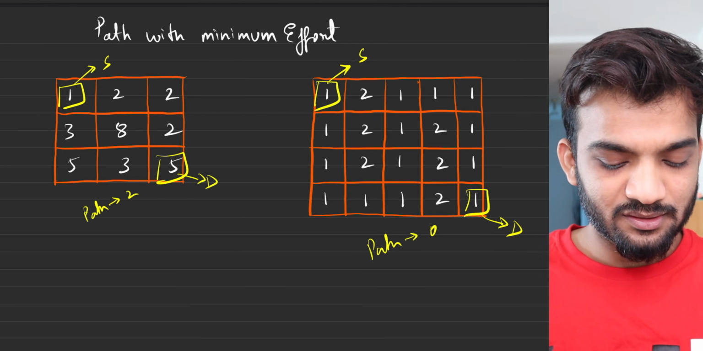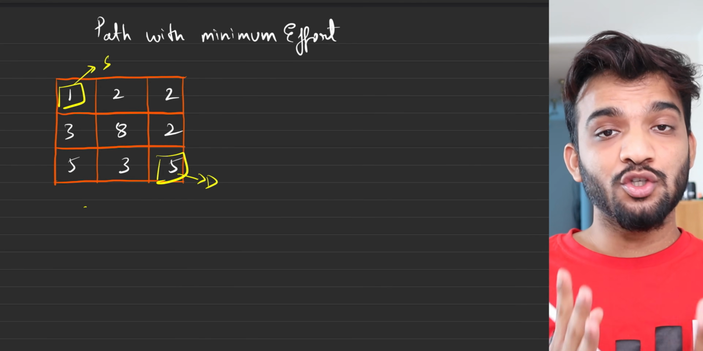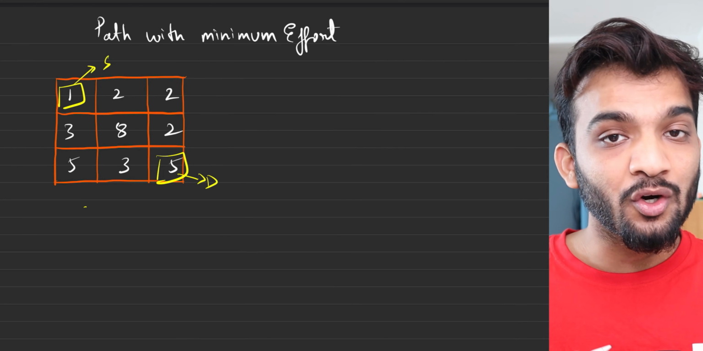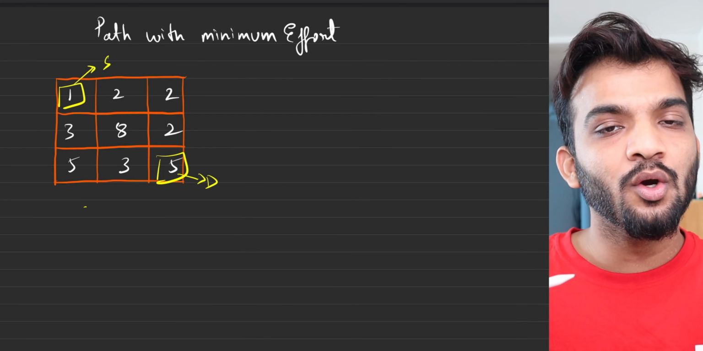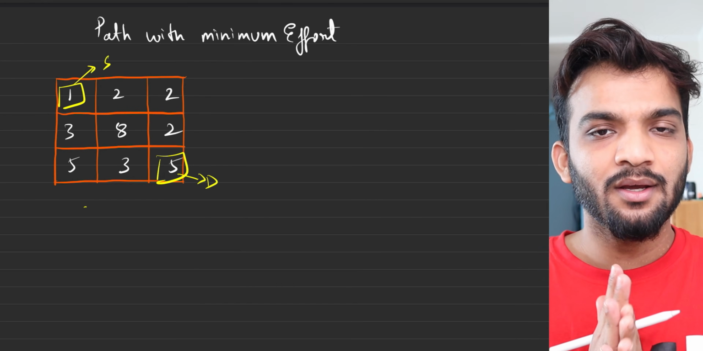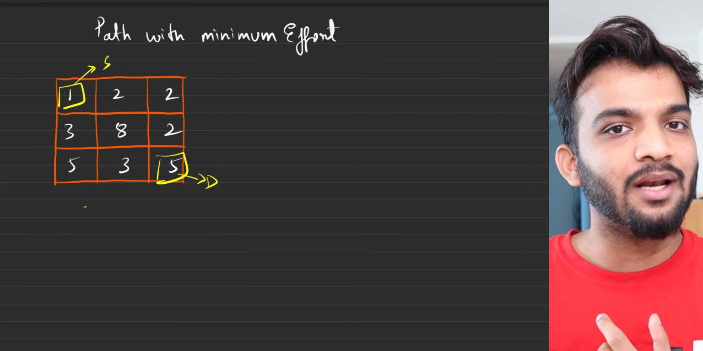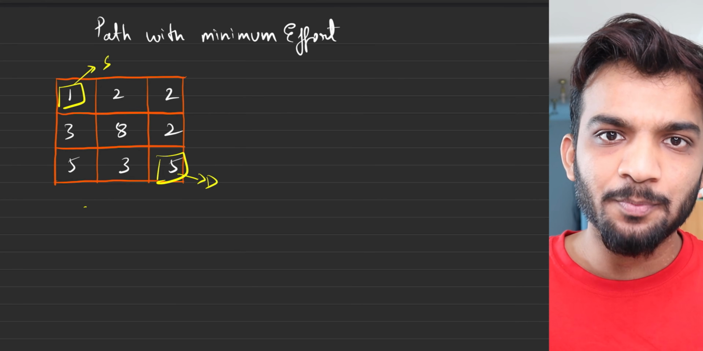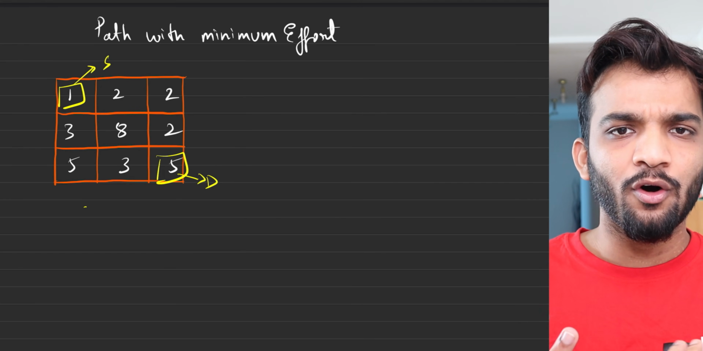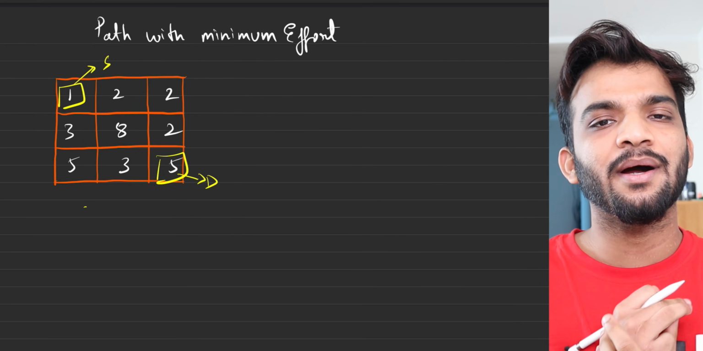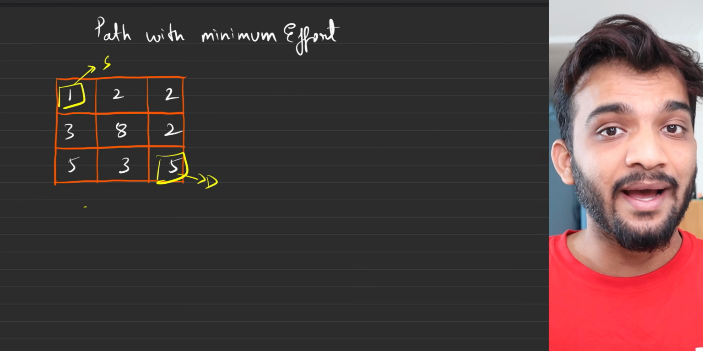Got it? So which algorithm comes to your mind whenever you hear something related to path, shortest path, minimum kind of thing? The algorithm that comes to your brain is definitely Dijkstra's algorithm, because that is one of the algorithms related to shortest path, and that always involves something like a source to destination. So let's try that algorithm out and see if we can reach our answer or not.